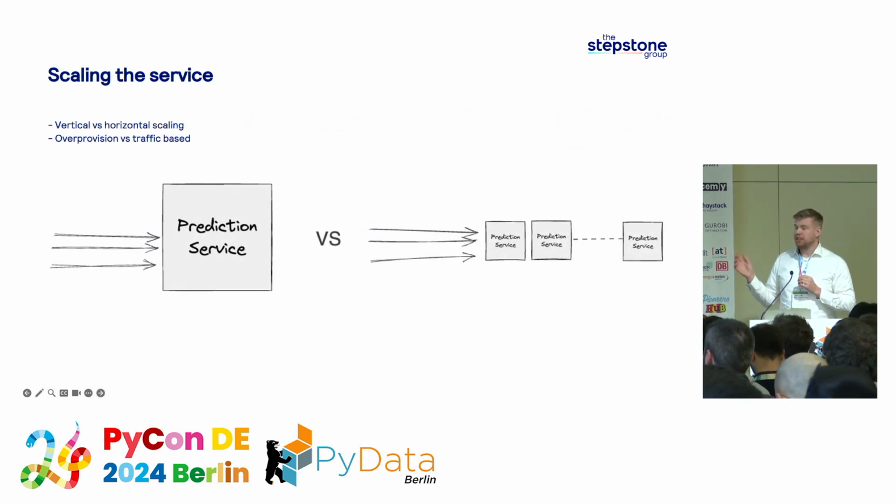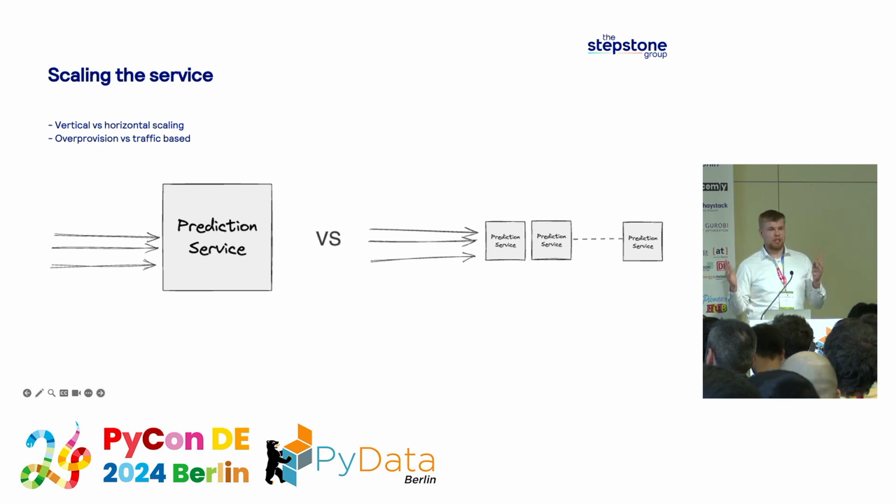And how do you actually scale this? As I mentioned, one easy way to do this is to get a bigger machine. You just calculate what will be your peak traffic, estimate, okay, then I need this machine, and you just deploy it, and then you will always be safe.